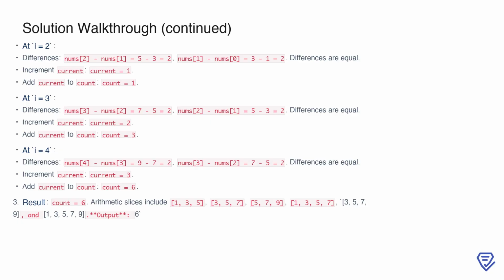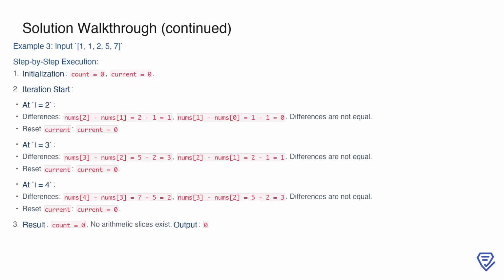The slices identified include [1, 3, 5], [3, 5, 7], [5, 7, 9], [1, 3, 5, 7], [3, 5, 7, 9], and [1, 3, 5, 7, 9]. The output is 6. In example 3, the input is [1, 1, 2, 5, 7].